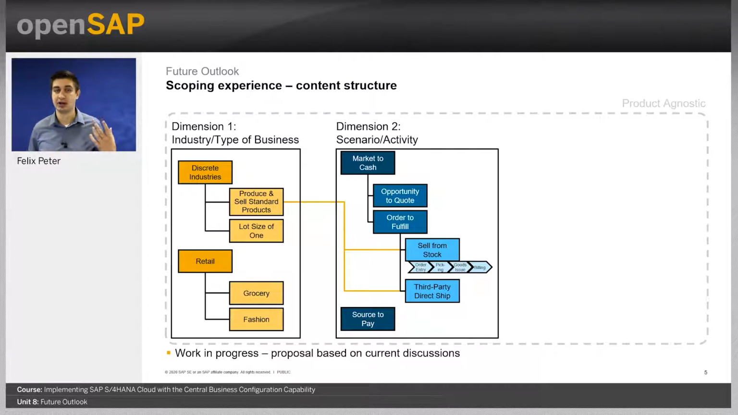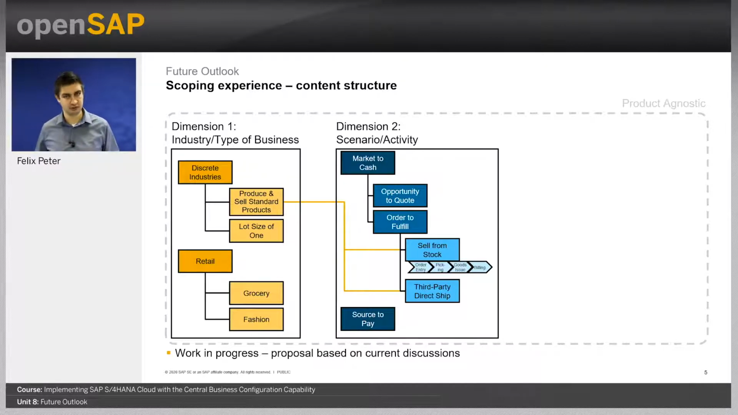And here we have multiple levels of granularity for processes. So we have a very high-level end-to-end process view like market to cash, which starts with the first customer touch points and goes all the way down until you're invoicing something to a customer. And we are breaking that down into multiple sub-processes or sub-scenarios. So for example, market to cash has an opportunity to quote process. There is an order to fulfill process underneath.